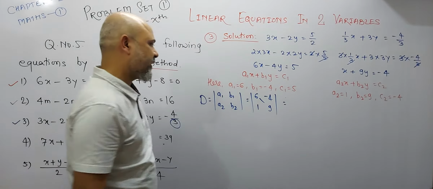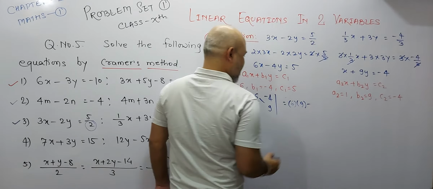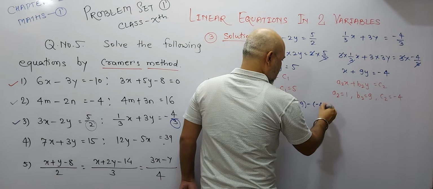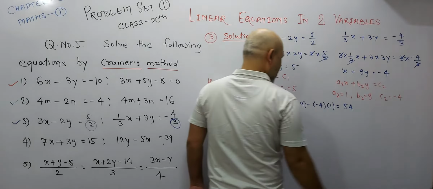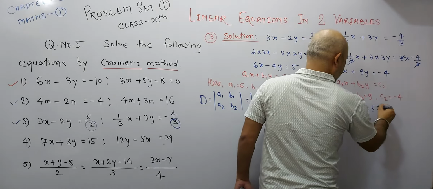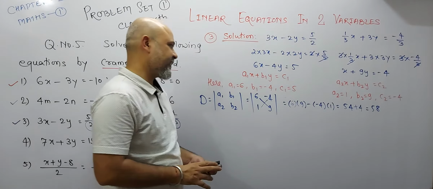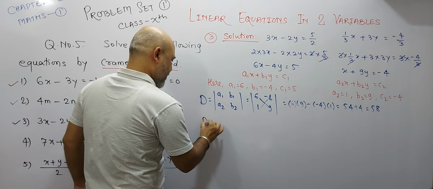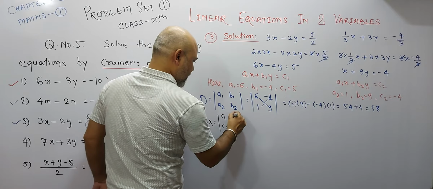So first we'll multiply 6 by 9, and then you have a minus sign. You will multiply minus 4 by 1. So 6 nines are 54. Then minus minus plus, 4 ones are 4. So this will be 58. Okay, students. So the value of D is 58. Now we'll find the value of dx. So in dx, a1 and a2 are replaced by c1 and c2. We'll write b1, b2.